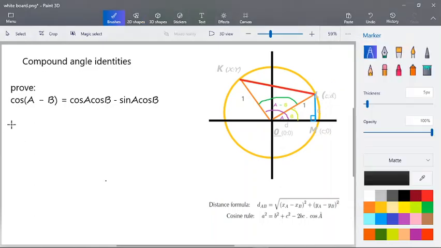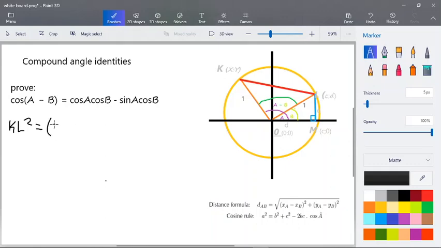First things first, to prove this, we need a distance formula. We need to calculate the distance between K and L using the distance formula. Let's just go straight up to it. Bear in mind, I will have to erase this. Yep, this is the distance formula.